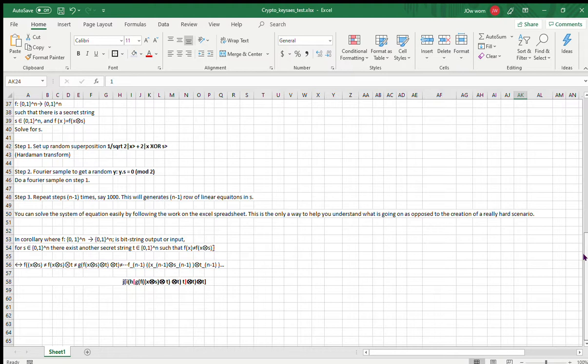So you can do a Fourier sampling and repeat the steps for n minus 1, meaning first equation, second equation, or you can start from the 10th equation, 9th, 8th, 7th, all the way to the first equation. If you follow that way, maybe you have about 10 samplings or 1,000 samplings, and so on. It's possible to solve that problem. You can solve the system of equations easily by following the work on the Excel spreadsheet, or you can use another method. This is the only way to help you understand what is going on, as opposed to the creation of a really hard scenario, which I could be doing in a lab somewhere at Johns Hopkins or UC Berkeley. But that's not what you want to see. You want to see something that you can connect with something that you use on a regular basis.